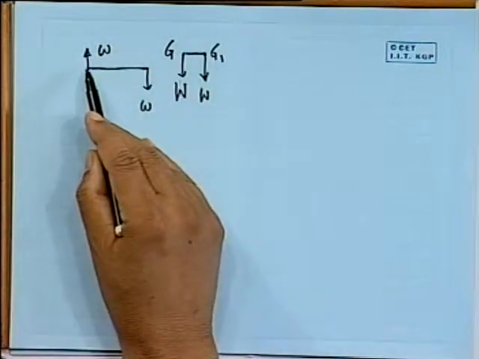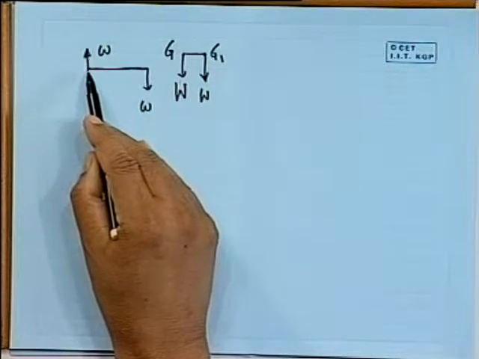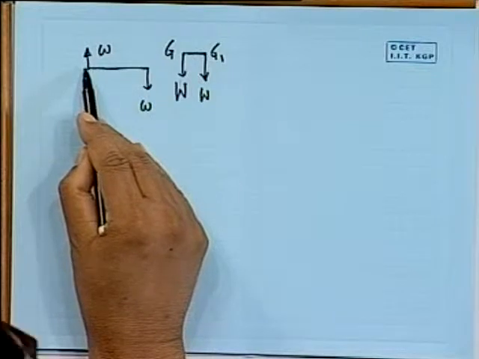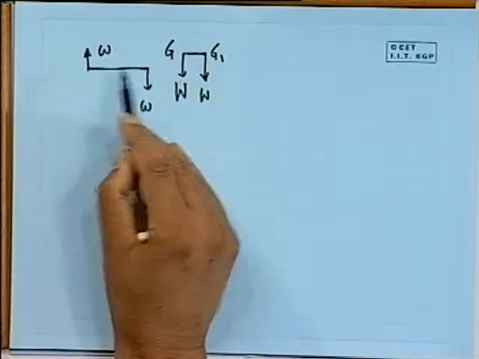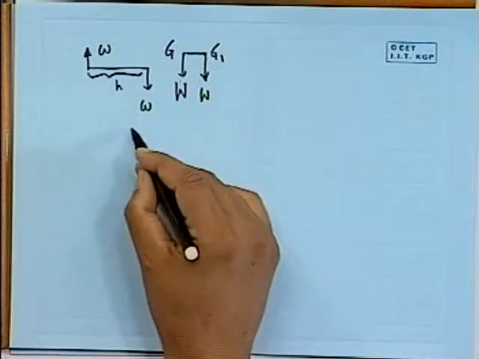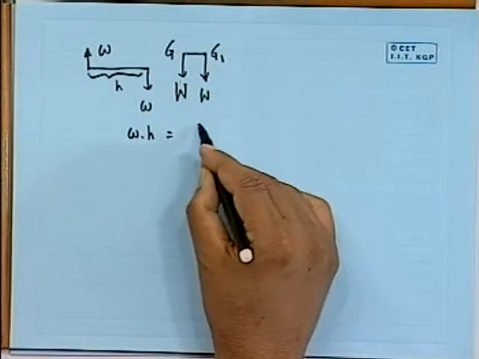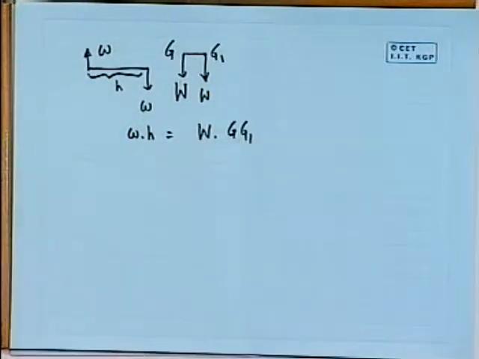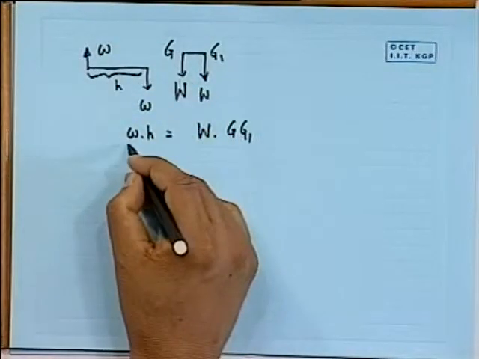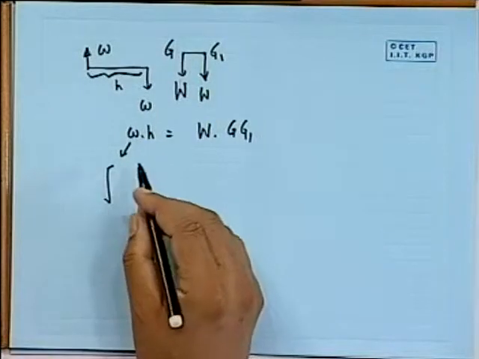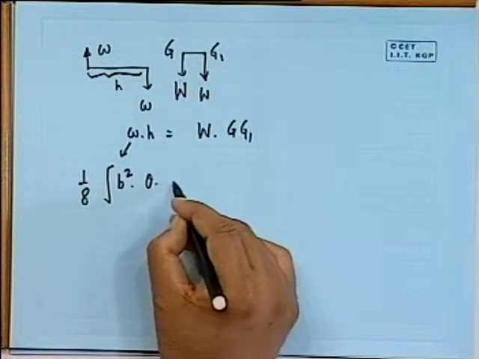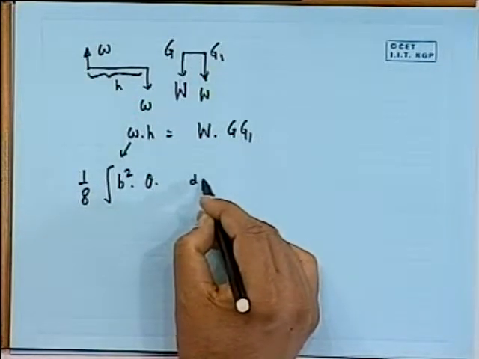Okay, now what I did is that I have added a weight here, or you can say added a force upward and added a force downward. Basically, you have removed the weight from here and put it here. Let us say this distance is equal to, let me call it h here. So we know the formula that W into h must be W into GG1. Now this W that we have found out is equal to integration of 1 by 8 b square theta into dl.